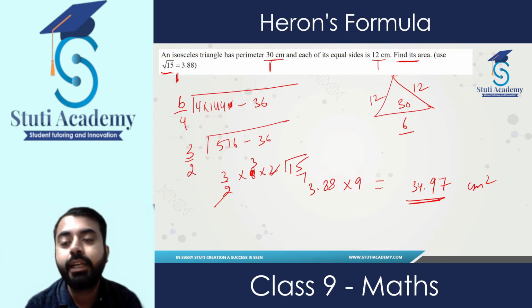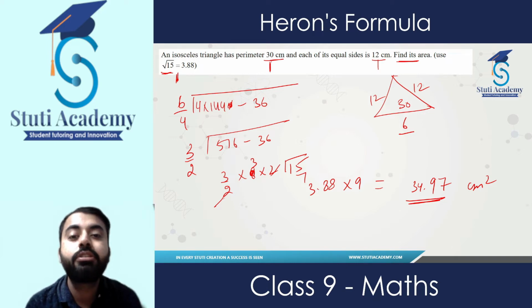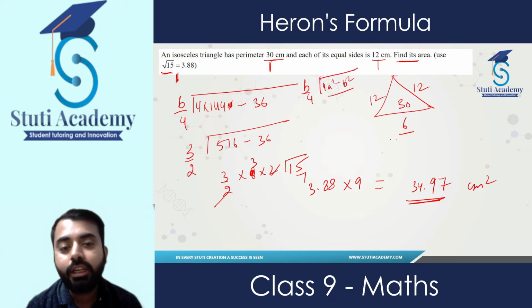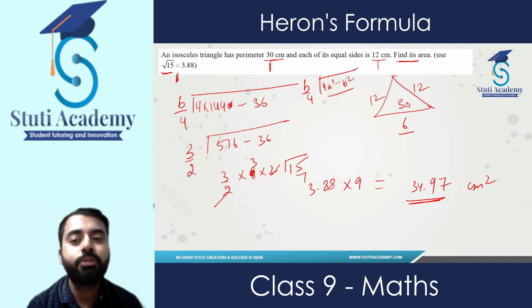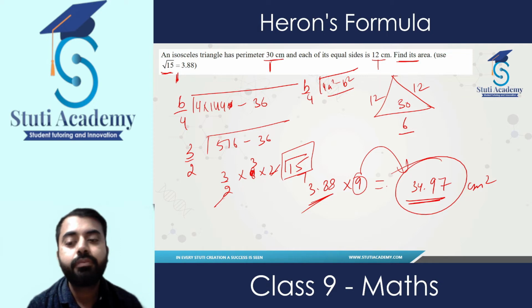It was given to you that I had an isosceles triangle whose perimeter was 30. Right? Its perimeter is 30 and its equal sides are 12 centimeter each. That means 12, 12, and your remaining one is 6. I have to find its area. How can I do it? I know area of isosceles triangle is b by 4 square root 4a square minus b square. Since I had already done this sum in my MCQs, I just put every value. I got my root 15. I had to put 3.88 there. Multiplying 3.88 with 9, I got my value. Right? Now next sum.